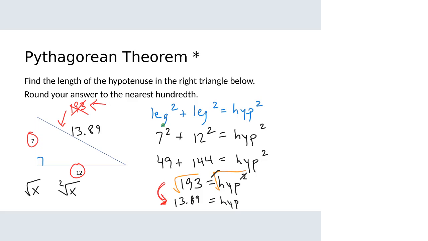Any questions about what we did here before we look at something that's different but very similar? All right.